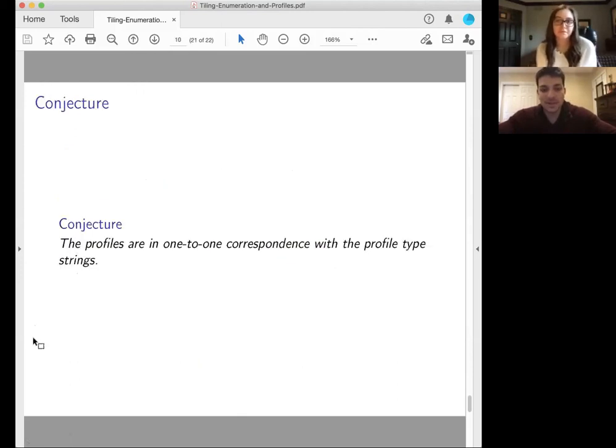And this led us to the conjecture, like I said before, that the profiles are in a one-to-one correspondence with the profile type strings. If this were to be true, we'd be able to study the profiles by just using the profile type strings, which would make it easier because we know certain rules about those now, and we can study them numerically. And proving this conjecture, we're still going to collaborate for the rest of our time and try to work on this.